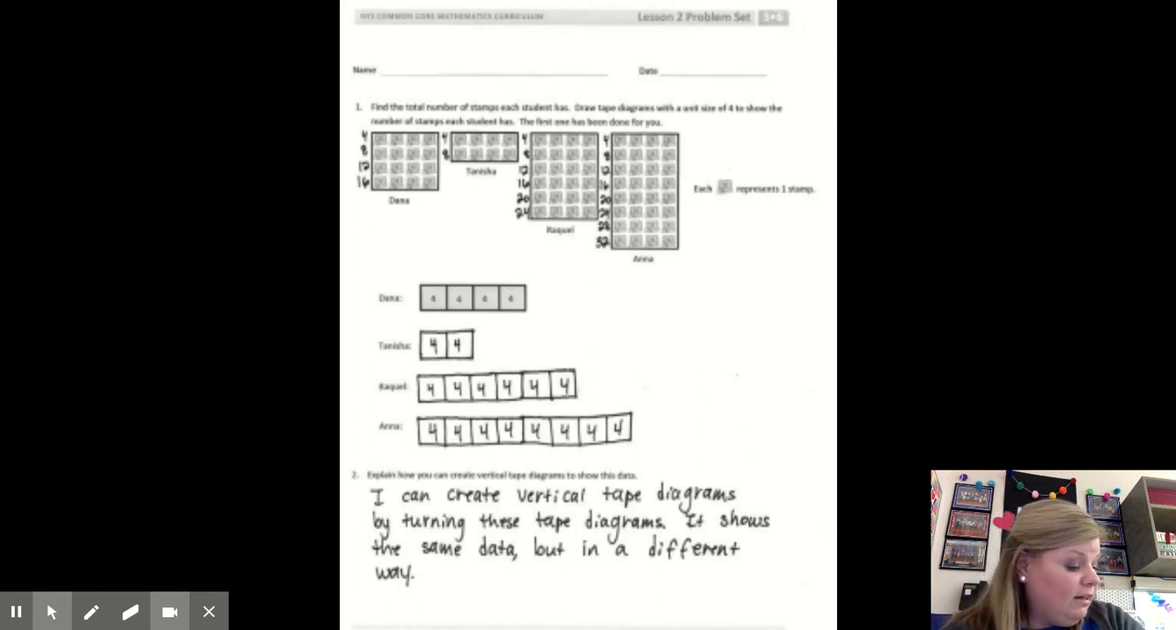Now, number 2 says, how can you create vertical tape diagrams to show this data? So I can create a vertical tape diagram by turning these diagrams. It shows the same data, but in a different way. So you could turn them up and down like this, or they could be like this, and they would still show the same data.